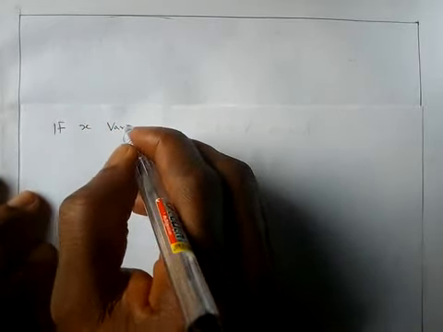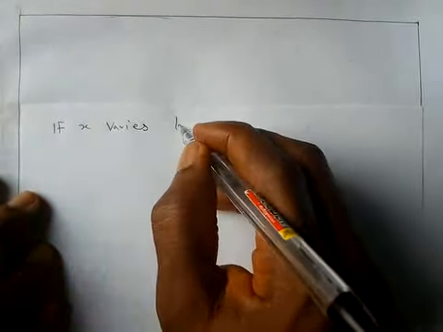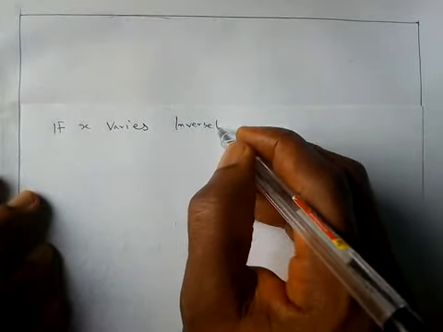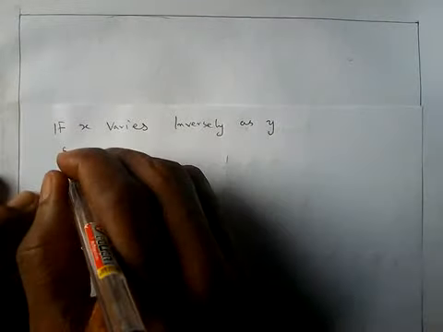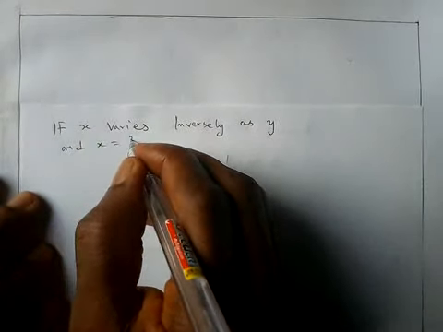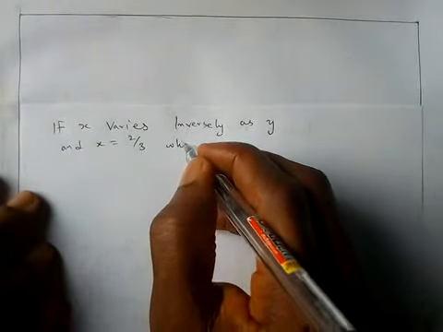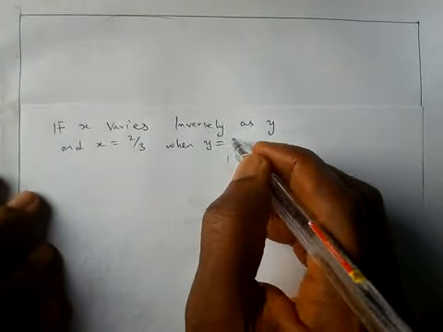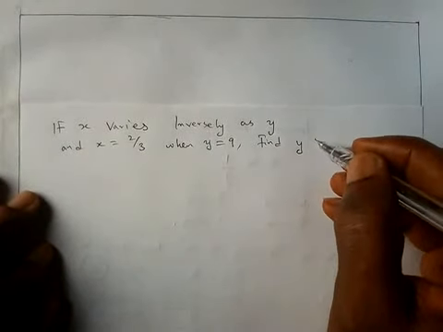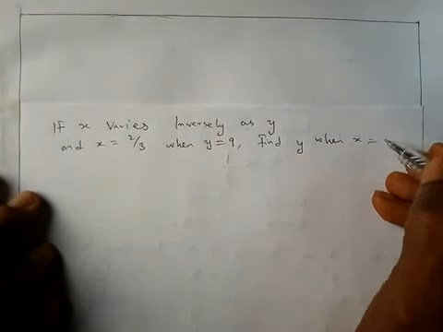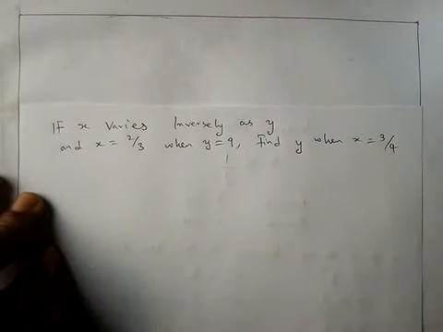The next question is asking us, if s varies inversely as y, and s is equal to 2 over 3 when y is equal to 9, we're expected to find y when s is equal to 3 over 4.